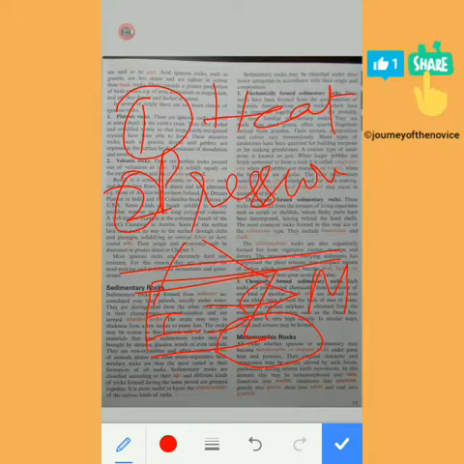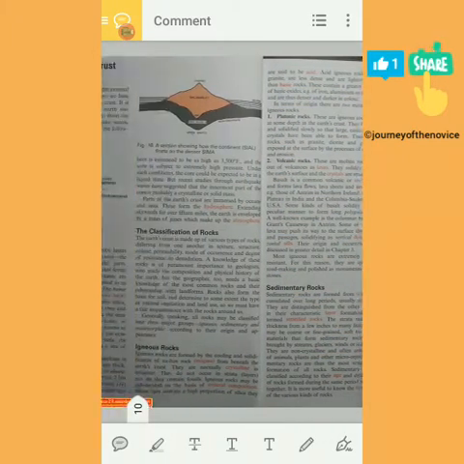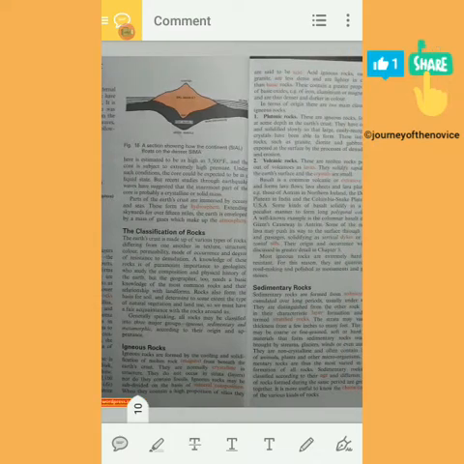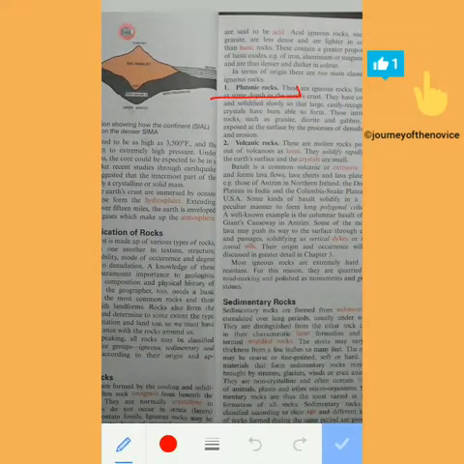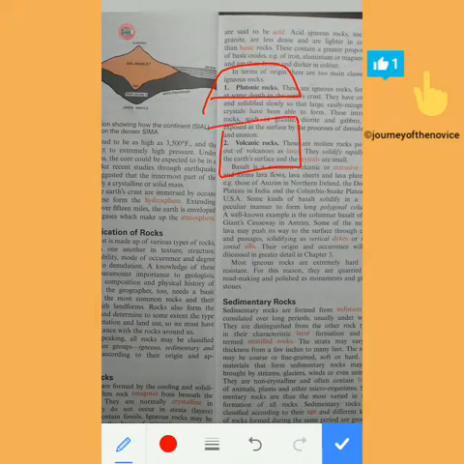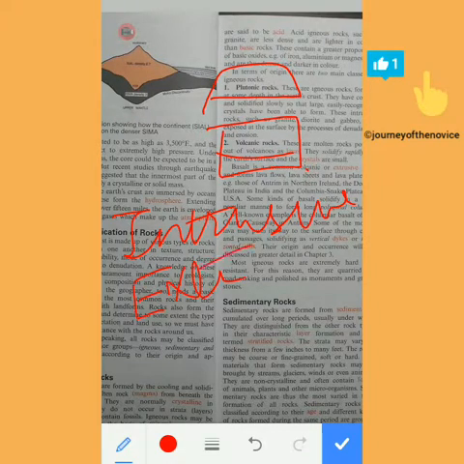Now since we had a brief introduction of the igneous rocks, it's time to dig a little deeper into the igneous rock types. Those types are plutonic rocks and volcanic rocks. In short, plutonic rocks are intrusive rocks. By intrusive I mean they are found within, and by volcanic rocks I mean extrusive. Okay, so this is the basic difference between them. This is the basic difference.